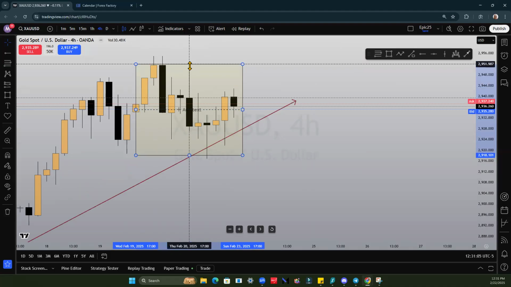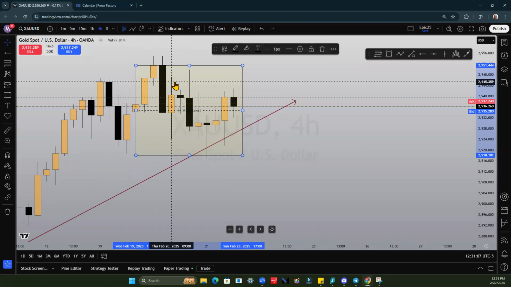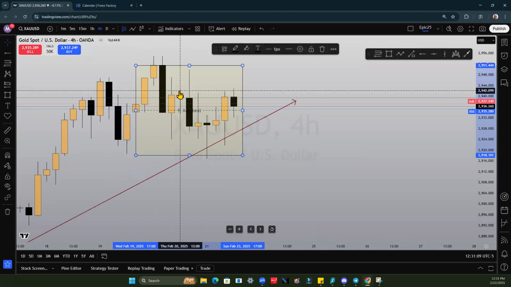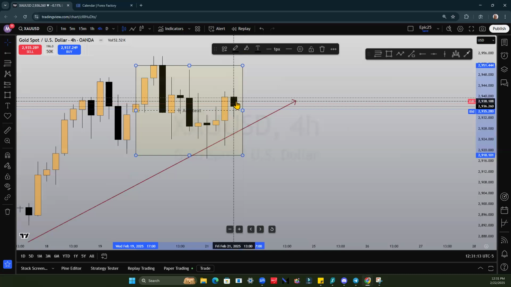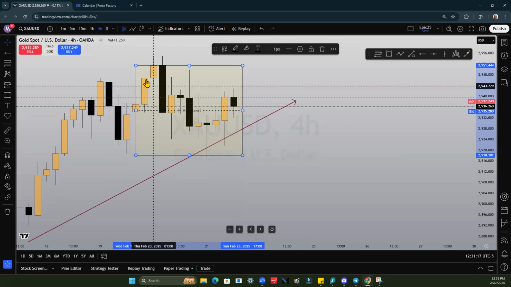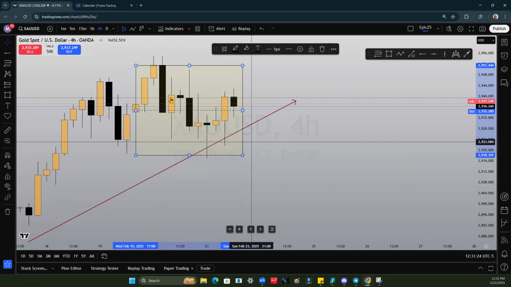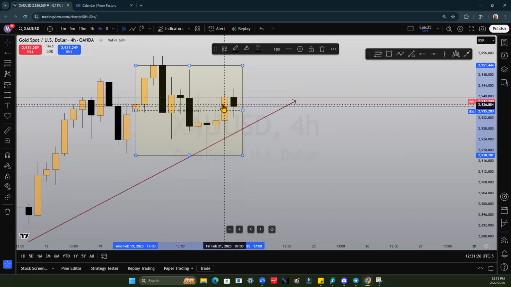And how many candles? Each one of these candles is a 4 hour candle. So the question is, how many 4 hour candles are in 24 hours? That was a daily, right? So there's 1, 2, 3, 4, 5, 6, 7, 8, right?